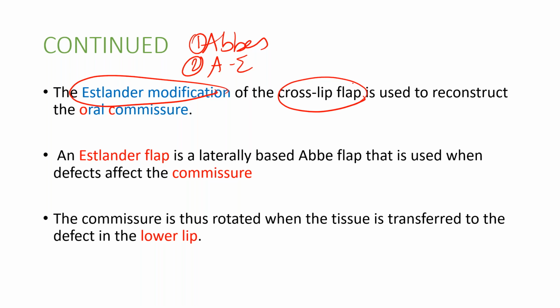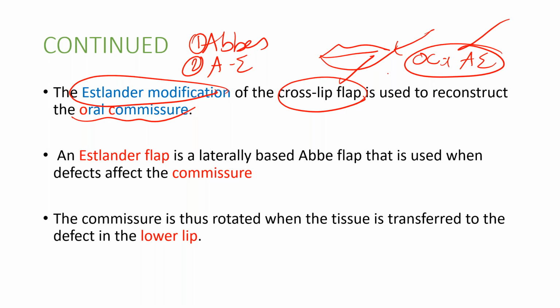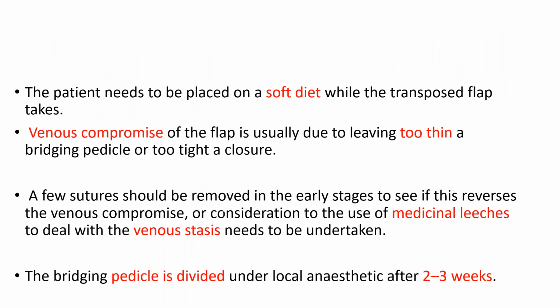So the cross lip flap is to reconstruct the oral commissure. When you are trying to reconstruct the commissure, it is Abbe-Estlander. So when you are taking the oral commissure, it is the Estlander flap. The commissure is thus rotated and transferred to the defect in the lower lip.